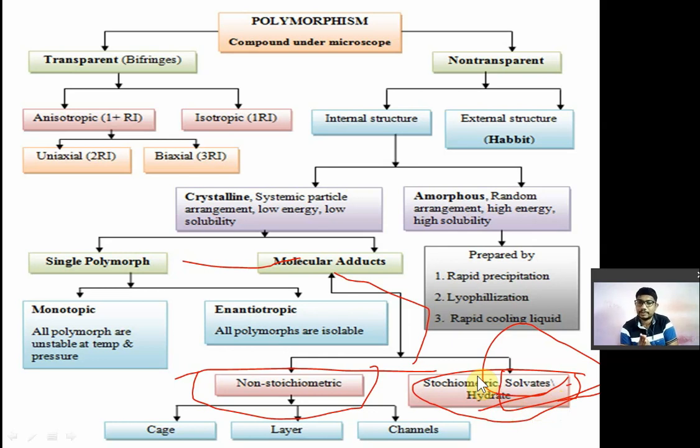If the solvent is benzene or anything else, so if one molecule of that solvent and one molecule of particle form a crystal, that is known as a solvate. So solvate is for a solvent, and hydrate is for a water molecule. Then again non-stoichiometric means non 1:1 combination. So in that you have cage, layer and channel. So this is the polymorphism.